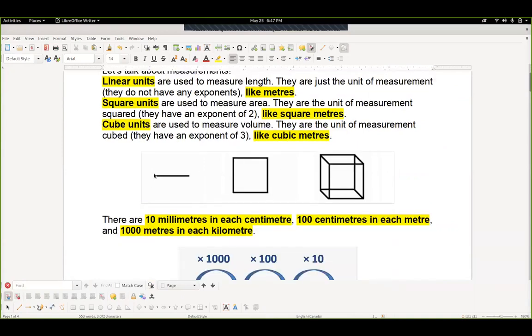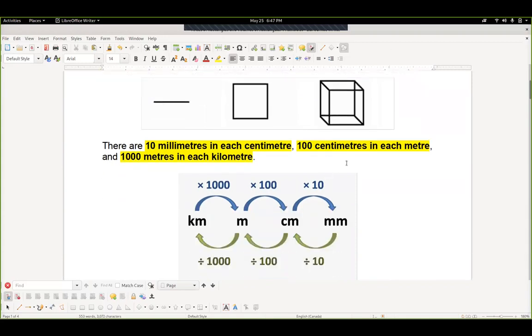So this is something that would be measured with a linear unit, and then we would find the area of the square in, for example, square meters, and the volume of this cube in, for example, cubic meters. There are 10 millimeters in each centimeter, 100 centimeters in each meter, and 1,000 meters in each kilometer.